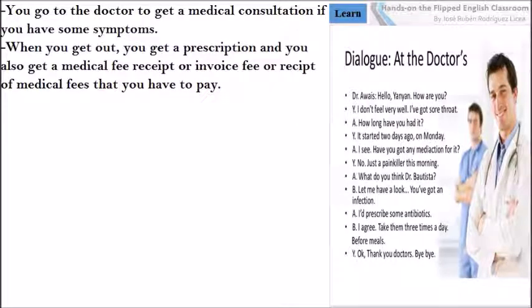You go to the doctor to get a medical consultation if you have some symptoms. When you get out, you get a prescription and you also get a medical fee receipt or invoice fee receipt of medical fees that you have to pay.